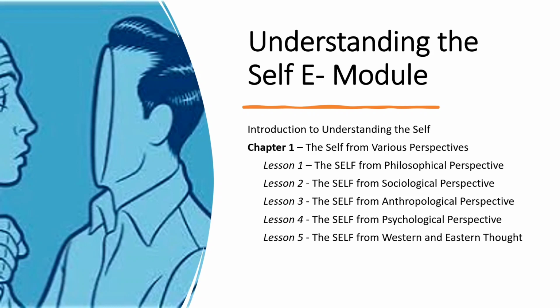Lesson 2 focuses on the self from sociological perspective. Lesson 3 deals with the self from the anthropological perspective, while Lesson 4 focuses more on psychological perspective, and lastly, Lesson 5, the self from Western and Eastern thoughts.